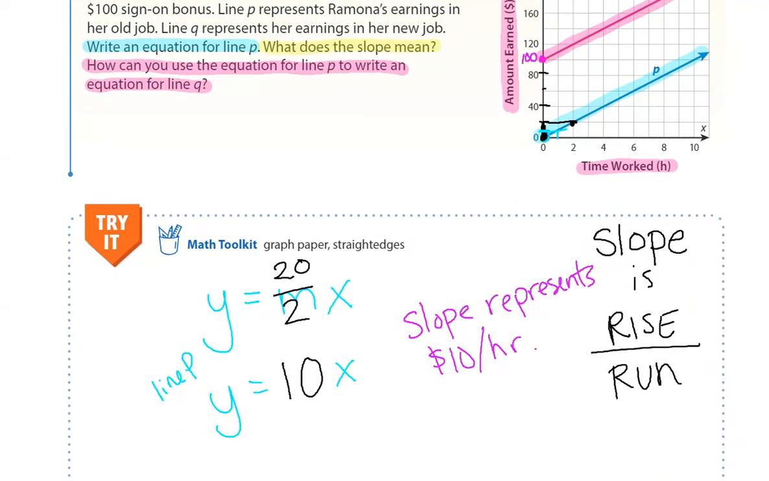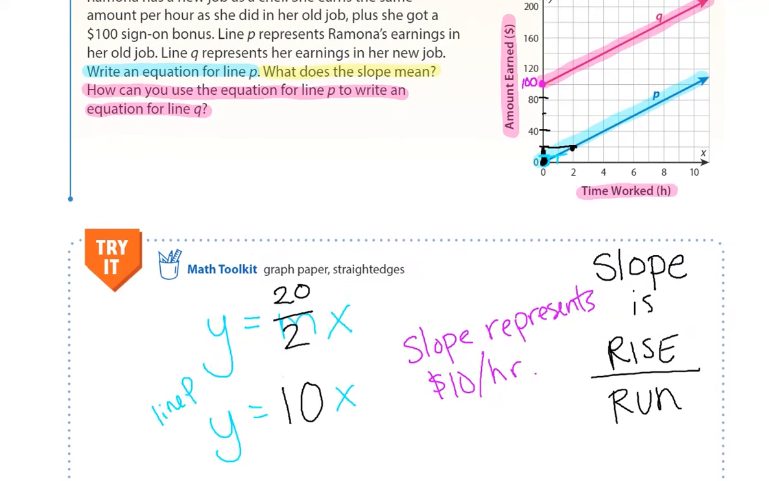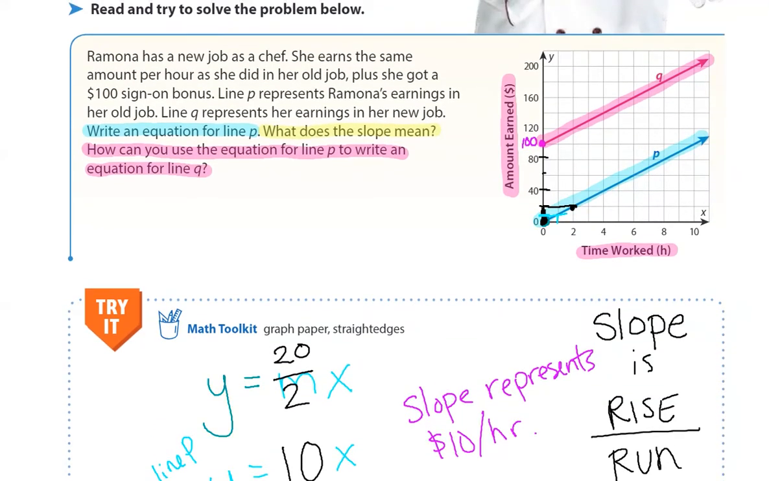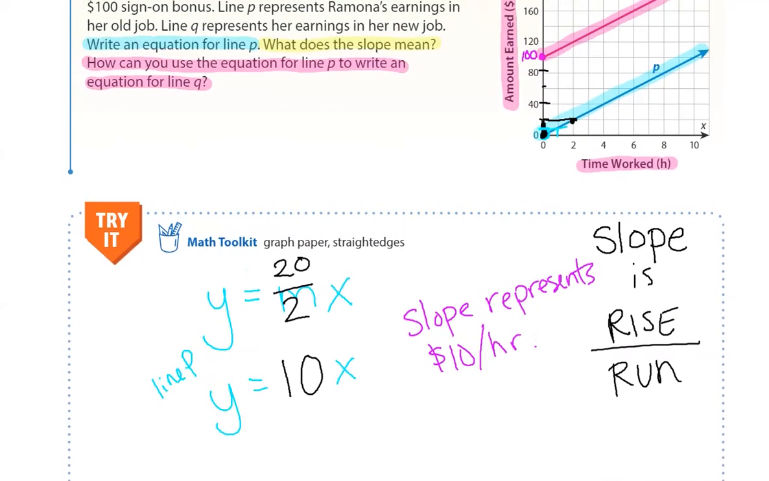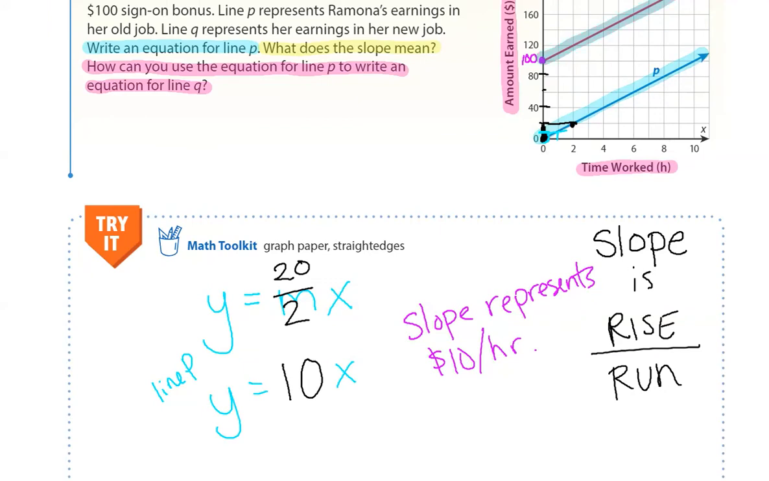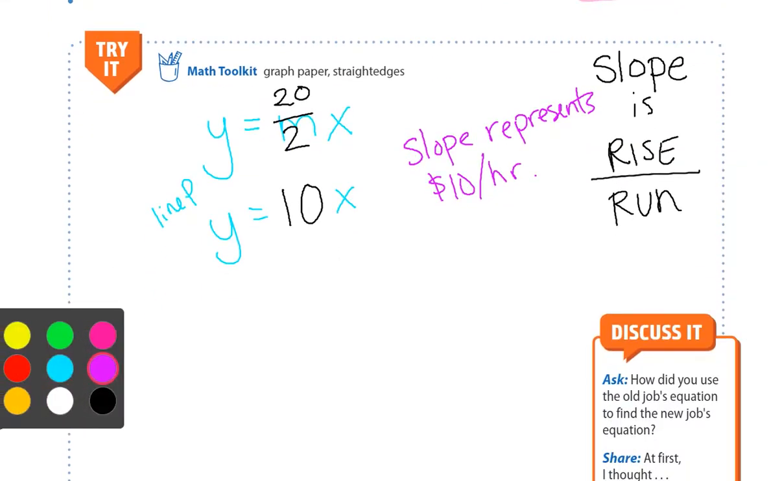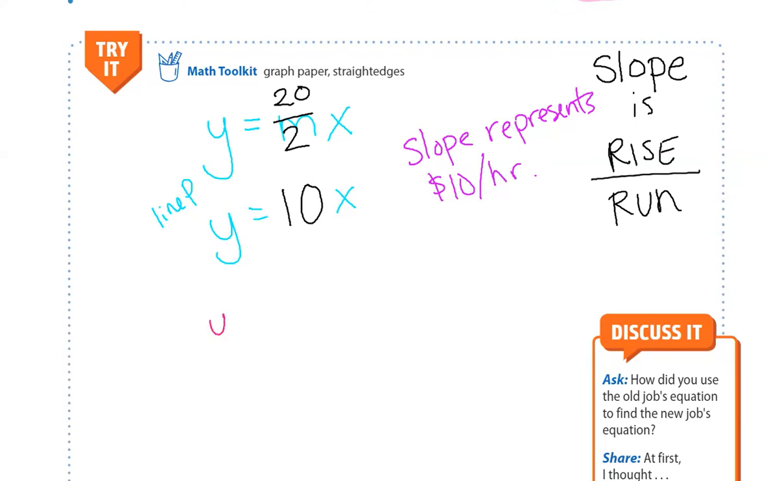Okay, now can we use the same formula to derive an equation for line Q? Let's see. Well, it's the same line, right? It's just moved up by how much? 100. So every point on that line is going to be the same as it would be for line P plus 100 because it's 100 higher. So for line Q, we're going to do y equals, the slope is the same, 10. That slope is not changing. x plus, how much? 100. So this is line Q.